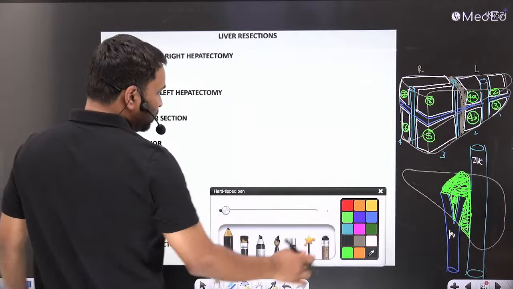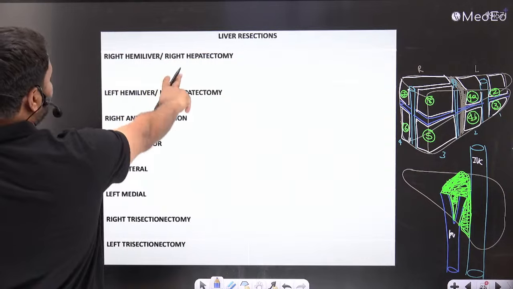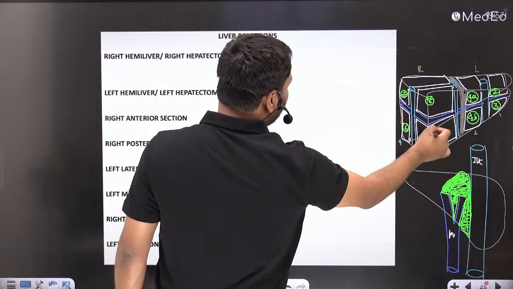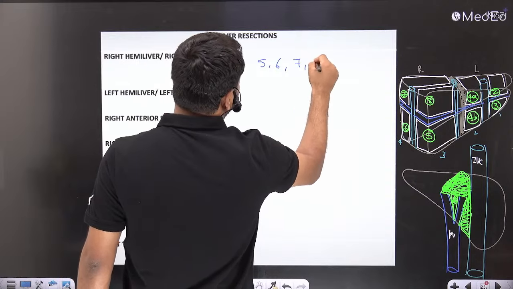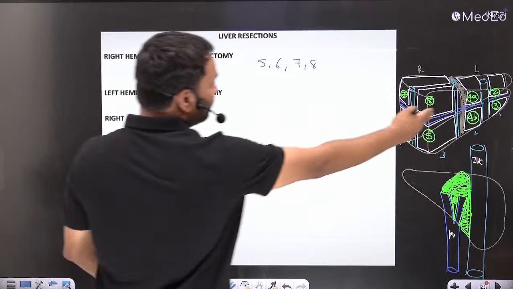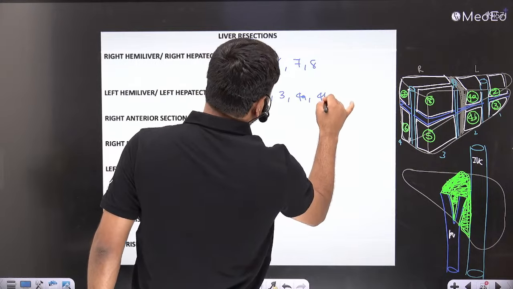Now, taking that into consideration, let's go. Right hemi liver or right hepatectomy, what do you remove? Not 1, 2, 3, 4. So what are you removing? 5, 6, 7, 8. Right? Left hemihepatectomy, you remove 2, 3, 4A and 4B. So 2, 3, 4A and 4B is removed.